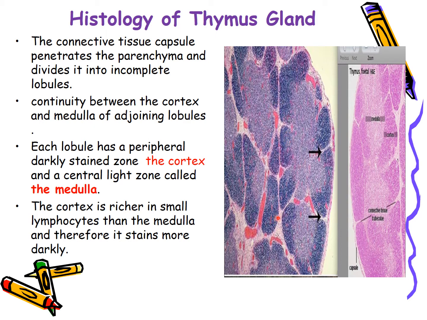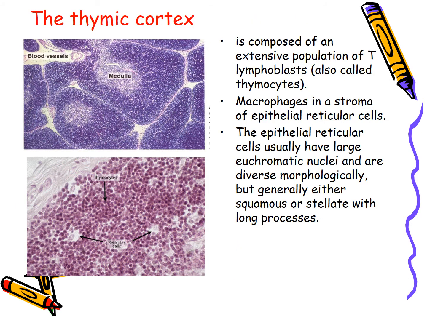So each lobule has a peripheral darker zone and an inner lighter zone. The outer darker area is called the cortex, and the inner lighter area is the medulla. The cortex is rich in small lymphocytes, therefore it stains darker than the medulla. Now, you can see here clearly the outer darker cortex and inner lighter medulla, and these are the lobules which are separated by the septa.